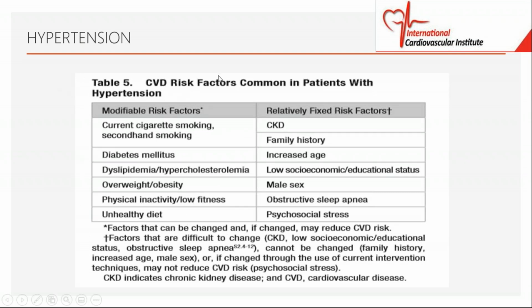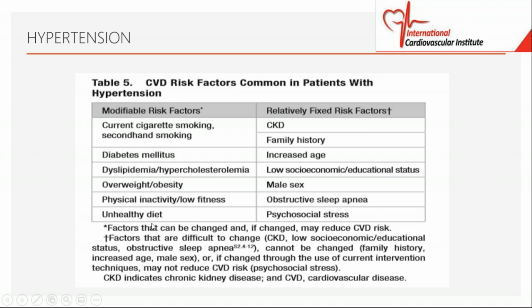So the modifiable risk factors. The risk factors that are common with hypertension, the modifiable ones: cigarette smoking. If you can convince someone to stop smoking, or avoid secondhand smoke, you can move away from the smoking area. So these are modifiable risk factors associated with hypertension. Diabetes can be treated. Dyslipidemia, hypercholesterolemia, overweight, obesity, physical inactivity, low fitness, and unhealthy diet.